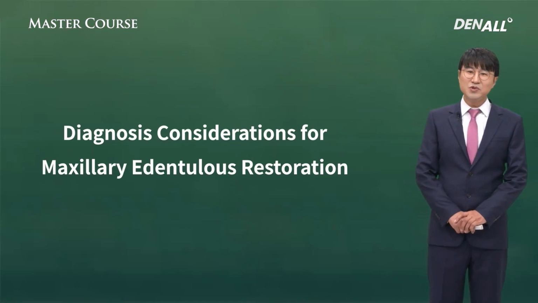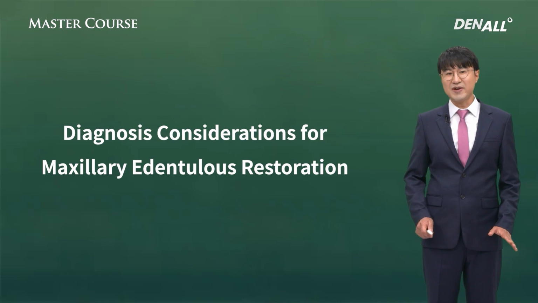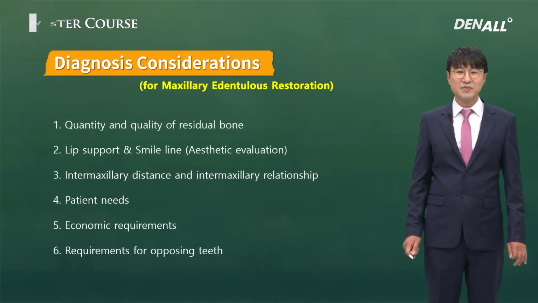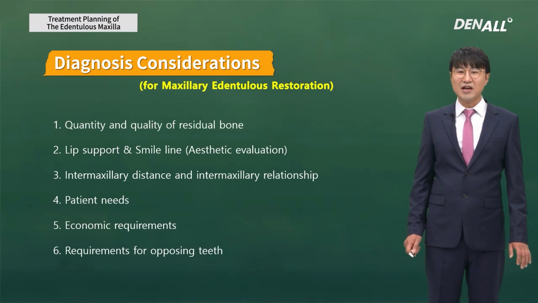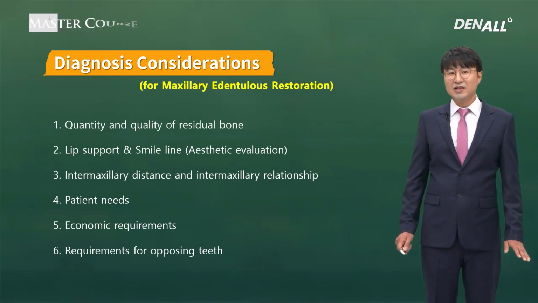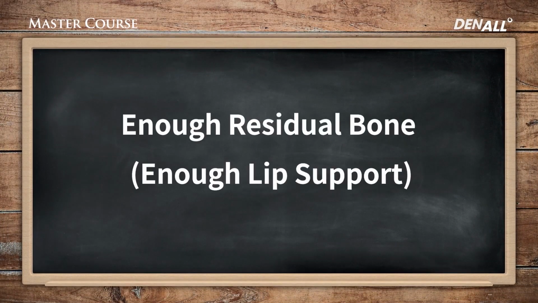So there are things to consider for maxillary edentulous restoration. There are many things to be considered. First is whether the bone is sufficient, aesthetic evaluation, distance and relationship, patient needs, economic requirements, and also requirements for opposing teeth. So a lot of things to be considered. Compared to the mandible, on the maxillary side, placing implants in an edentulous case has a lot of challenges.